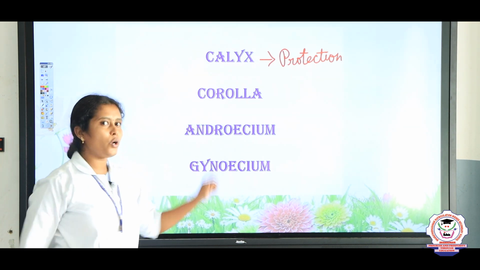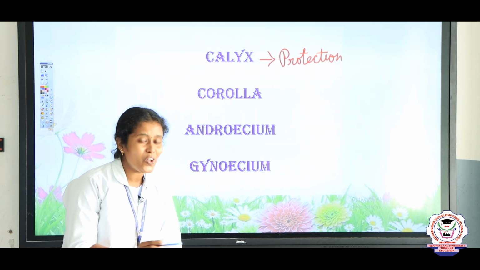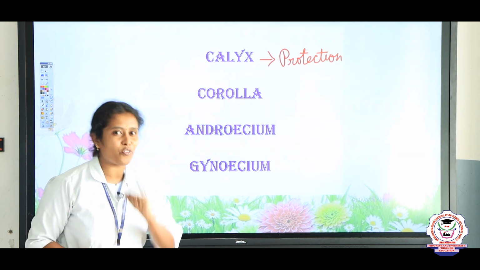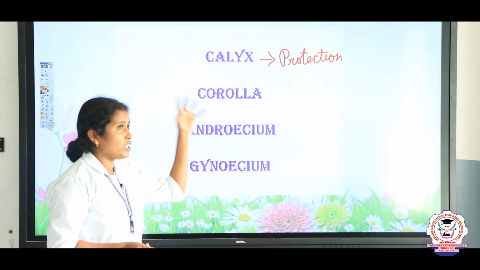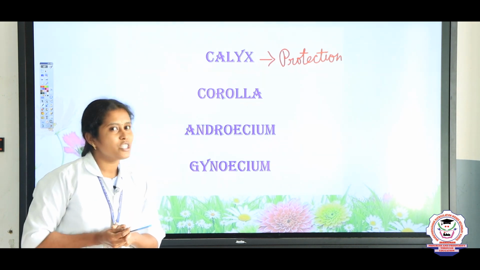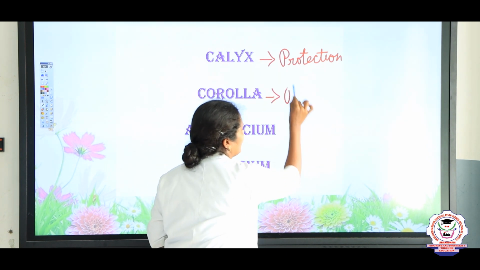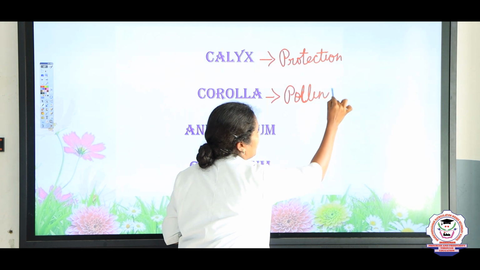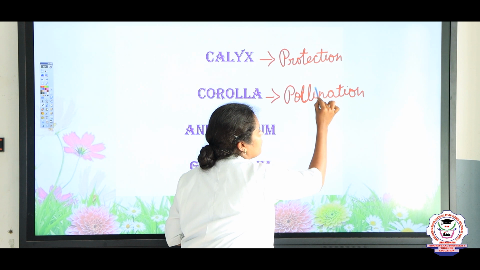And the second one, corolla. What is the function of corolla? It is showy and colored, no? So, it is involved in pollination. It attracts the insects for pollination. And sometimes in the bud condition, it encloses the essential whorls to provide protection. So, what is the main function? Pollination, and another one, protection, only during the stage of bud condition.